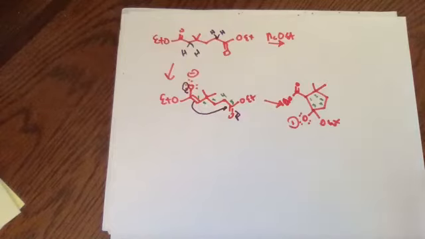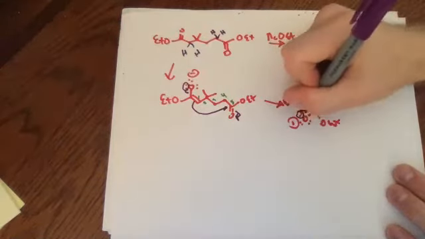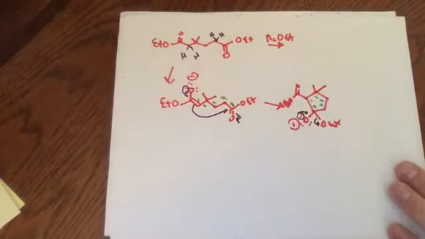From here, we're just doing the normal thing. Electrons come down, we kick out an OEt, and we get to our product.